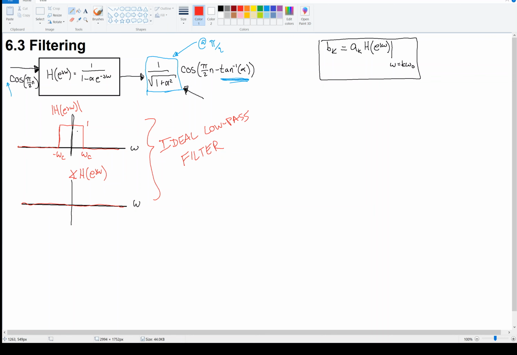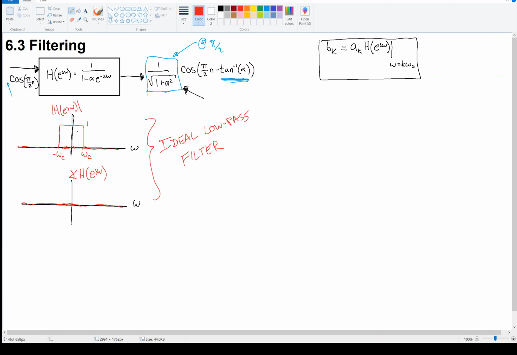Okay, let's try to understand why it's called a low-pass filter. If you put in frequencies less than some parameter, omega c, then those frequencies get scaled by exactly 1, meaning they pass perfectly through with no phase distortion at all. The phase remains unchanged. That's ideal.